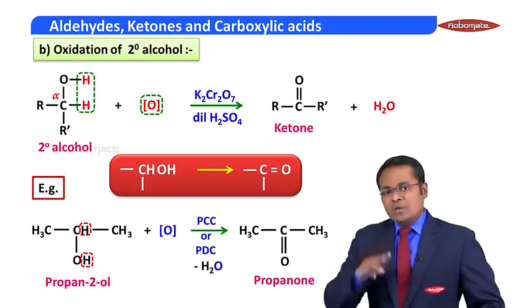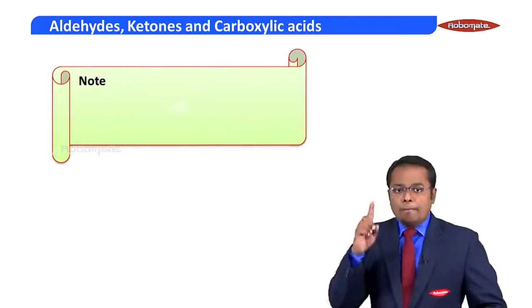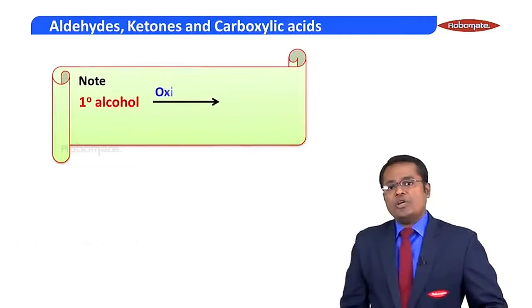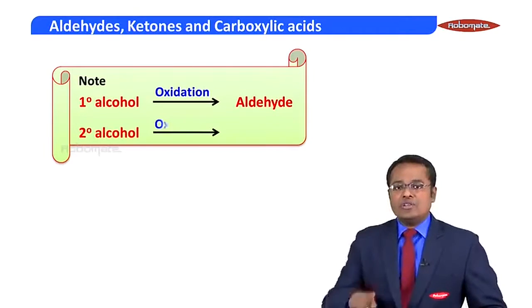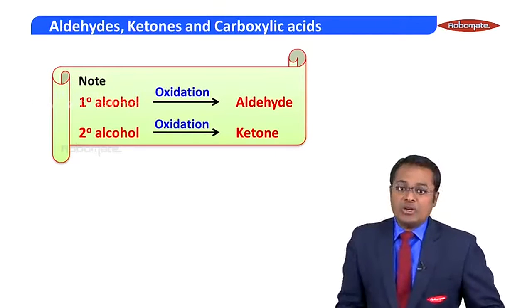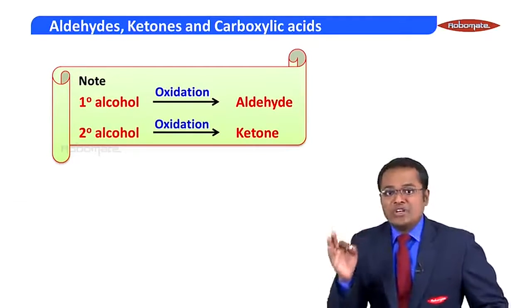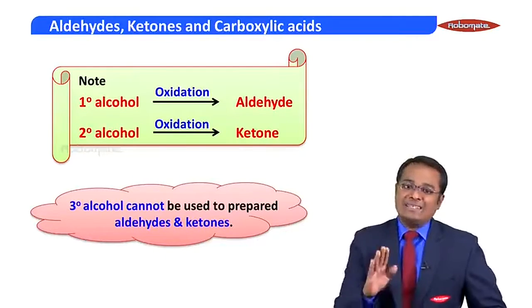Yes, students. Now there are 2 note points you should remember. The first one: a primary alcohol on oxidation always gives an aldehyde, and a secondary alcohol on oxidation always gives a ketone. The second note point, very important, please remember: a tertiary alcohol cannot be used to prepare aldehydes and ketones.